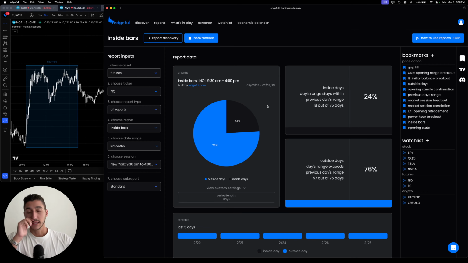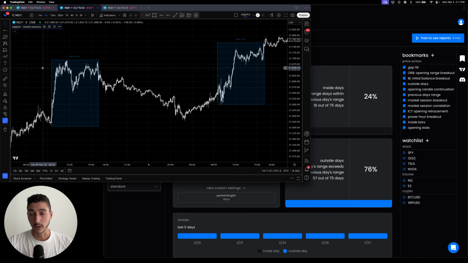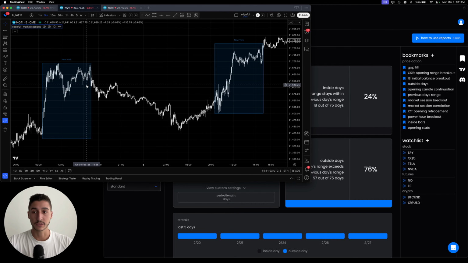So the inside bars report, this is very important, only tracks days that open within the previous session's range. So in this case, we're looking at the New York session. You can see that right here. And that means that we are looking at only the price action within these blue boxes. Now, these blue boxes are the edgeful market sessions indicator.